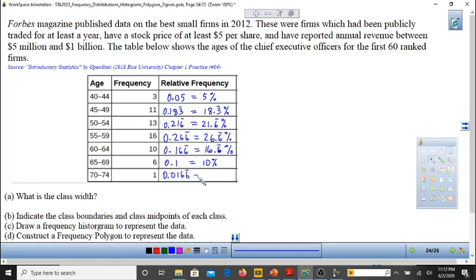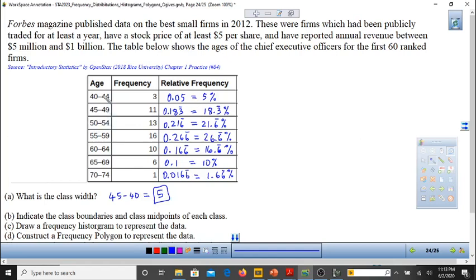Three significant figures. So that would be 1.67%. All right, so that's the relative frequency. Now the question is, what is the class width? Very simple. You just look at the two lower limits and subtract two consecutive lower limits. 45 minus 40 is equal to 5. So the class width is 5.